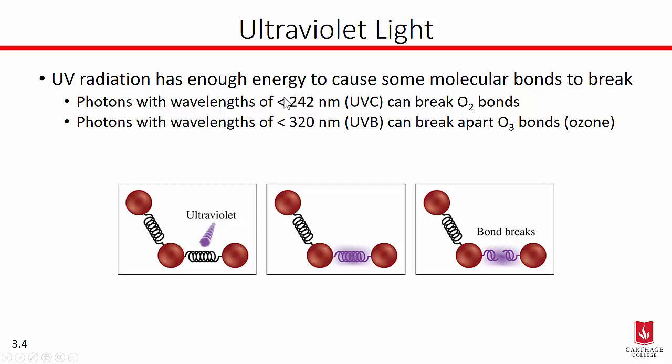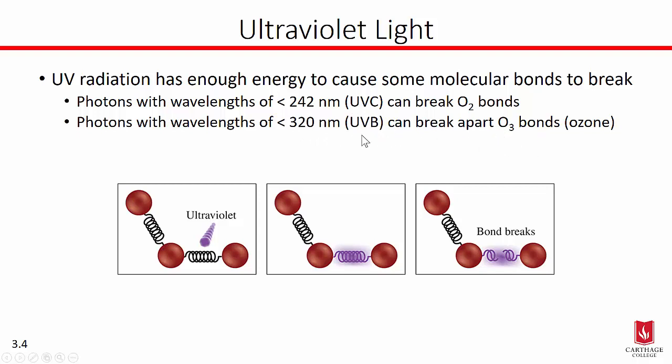So we need a high enough energy, in other words, wavelengths lower than 242, to break these. Anything that has a longer wavelength than 242, say something like 250 or 260 nanometers, is not quite enough to break apart these bonds. But wavelengths that are 250 or 260 can still break apart O3 bonds, the ozone bonds that hold together the ozone molecule. So anything less than a wavelength of 320 nanometers in the UVB region can break apart ozone bonds.